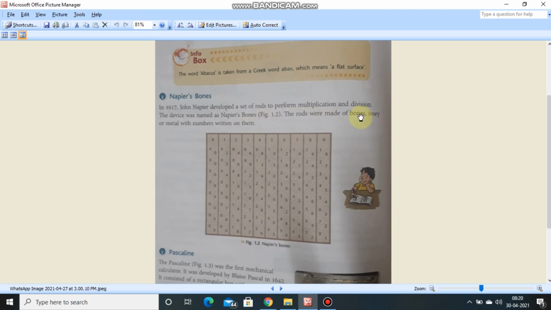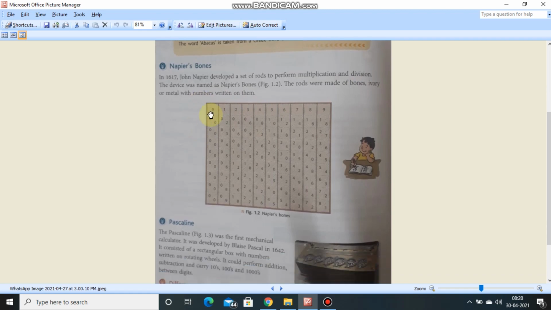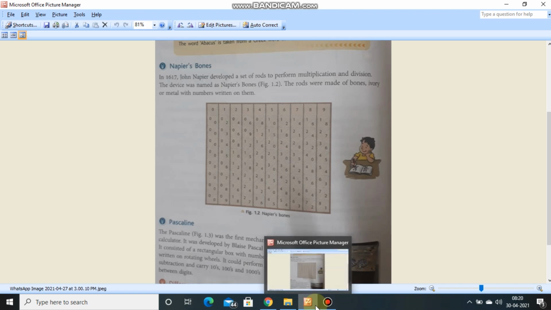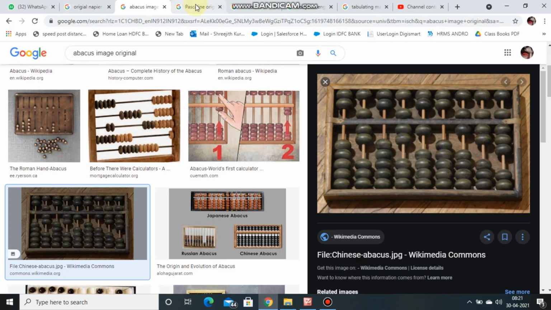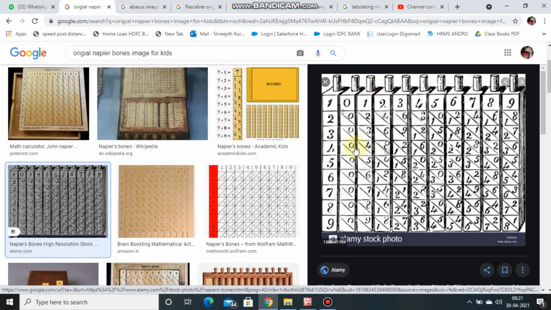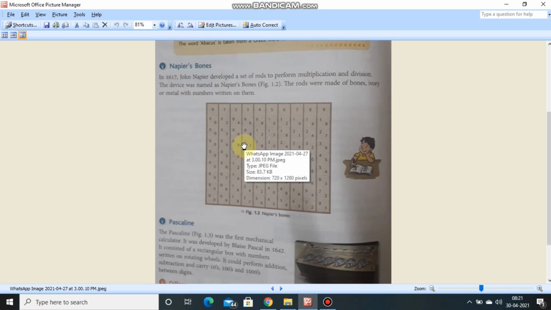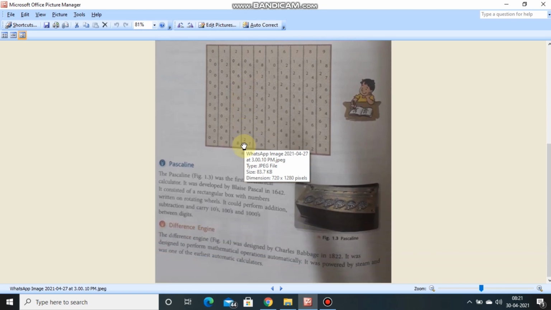The rods were made up of bones, ivory or metal with numbers written on them. As you can see, they were made of animal bones or ivory, or metals, and numbers were written on them. It can do multiplication or division. Now Pascaline.